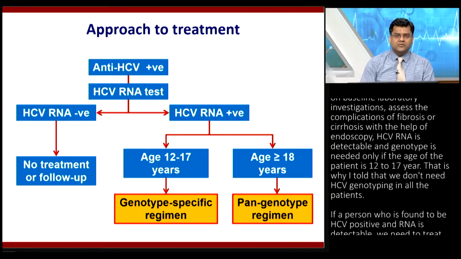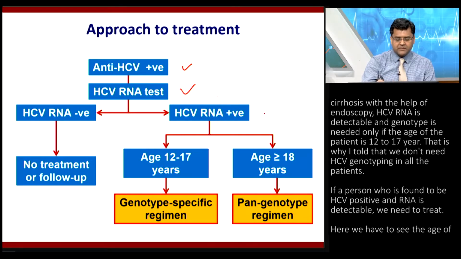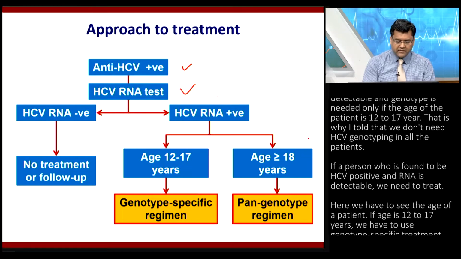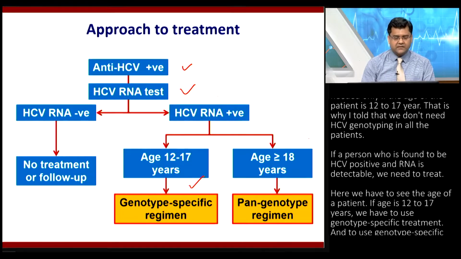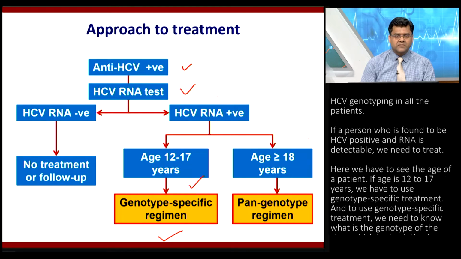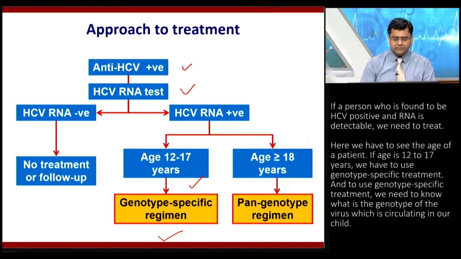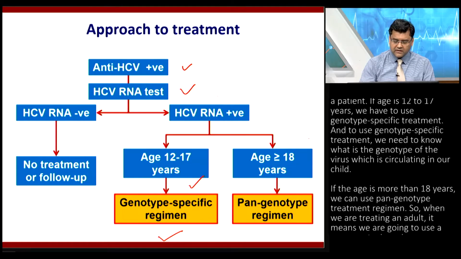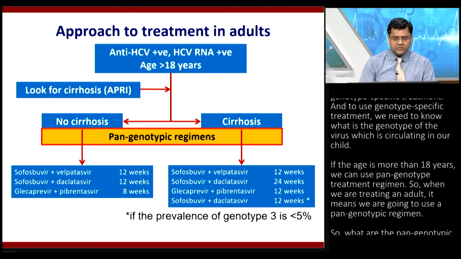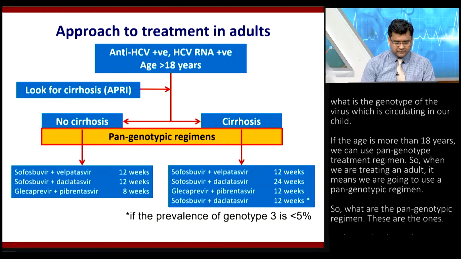If a person is found to be HCV positive and RNA is detectable, we need to treat them. Here we have to see the age of the patient. If age is 12 to 17 years, we have to use genotype specific treatment, and to use genotype specific treatment, we need to know the genotype of the virus circulating in our child. If the age is more than 18 years, we can use a pan-genotypic treatment regimen. So, when we are treating an adult, we are going to use a pan-genotypic regimen.